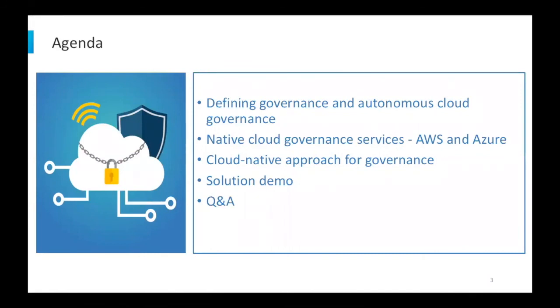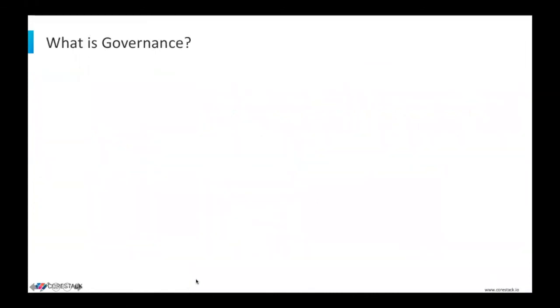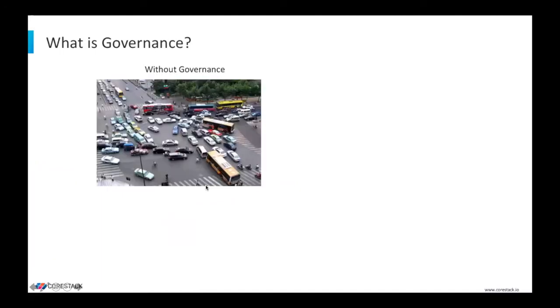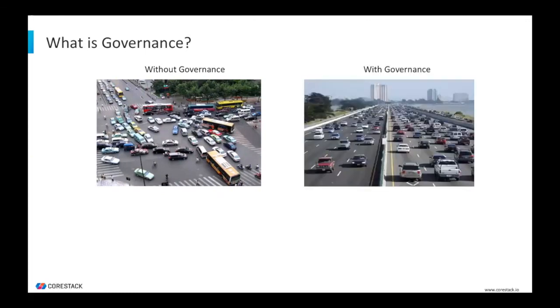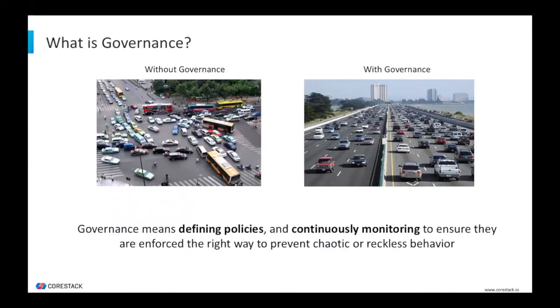Okay, so let's get started with something very fundamental. What is governance? To explain this, we have a simple analogy of the traffic behavior on the road. Without established rules and policies, the result is chaos. On the other side, with rules in place, the result is disciplined behavior resulting in several benefits, such as lesser stress and fewer accidents. So what governance means is defining policies and guardrails and continuously monitoring them to ensure that they are enforced in the right way to prevent chaotic or reckless behavior.